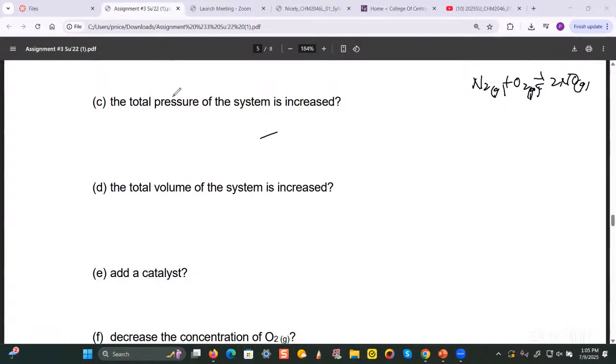What do you look for? Remember what I said you look for when you're increasing the total pressure? The moles. You look for the number of molecules on either side in the balanced equation, right? So how many total molecules do you have on the left side? 2. And how many do you have on this side? 2. So guess what?